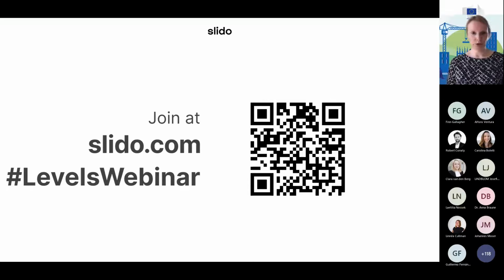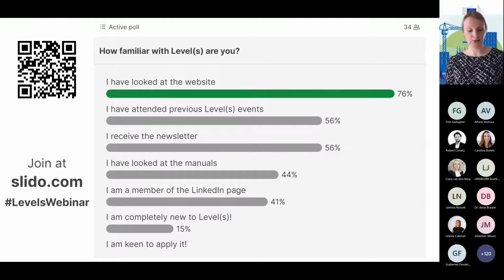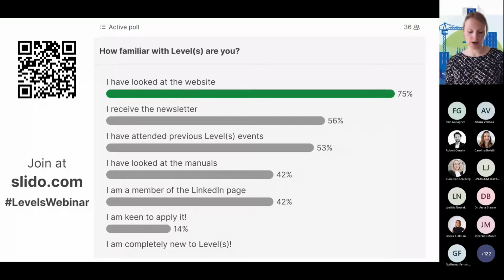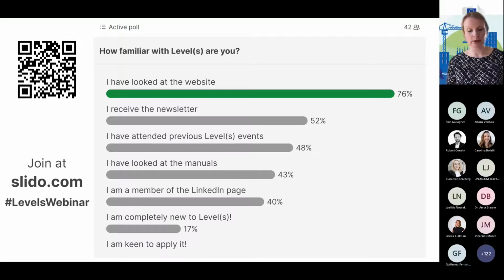I would assume that the majority of you have been able to connect to Slido, which means that we can open the poll, which is a very easy one because we like to understand how familiar you are with Levels. So this is the question, and you have multiple choice options, which means that you can choose more than one of the answer options. I can read them to you, but you should also be seeing them on your device. The answer options are: I participated in the testing phase. I'm looking into how to apply it, or I'm applying it right now. I've attended previous Levels events. I have looked at the manuals. I have looked at the website. I received the newsletter. I'm a member of the LinkedIn page.